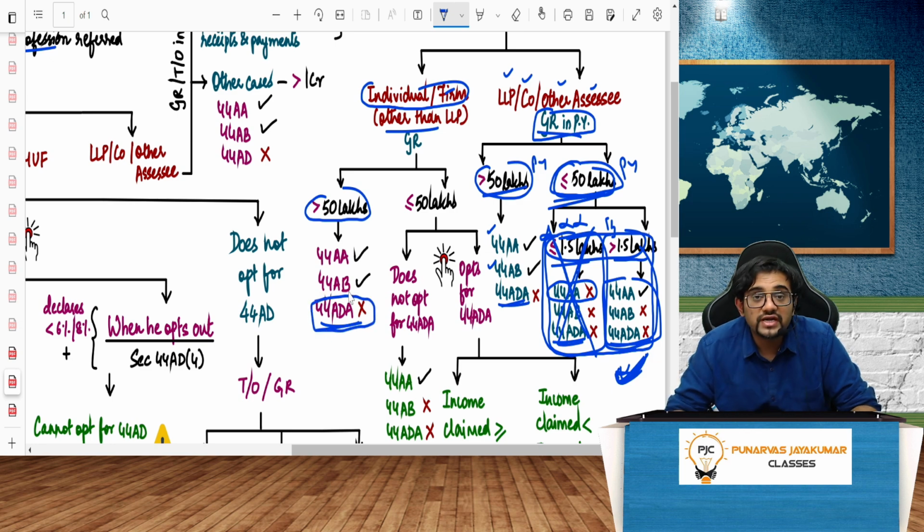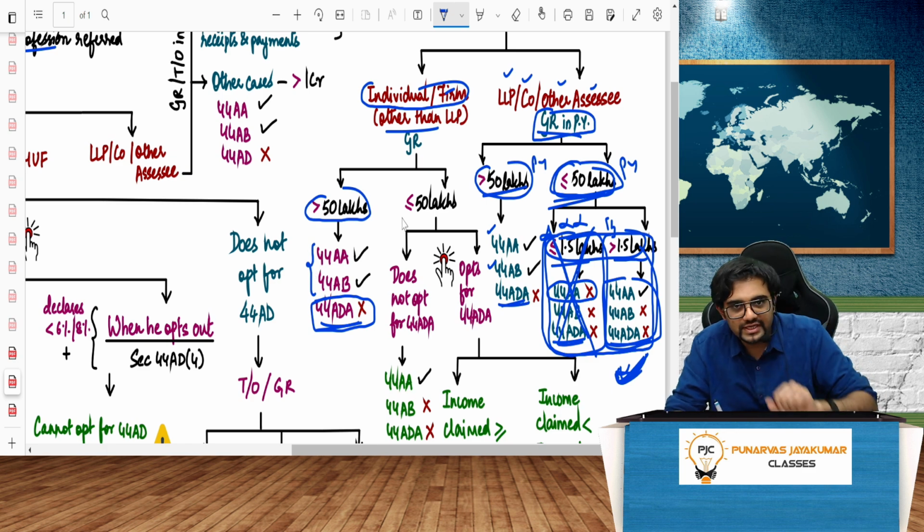But my dear friends, which means you can never opt for presumptive taxation, but that doesn't mean that you should not maintain accounts. That doesn't mean that you should not go for 44AB. So that will definitely come. That will definitely come. Right?